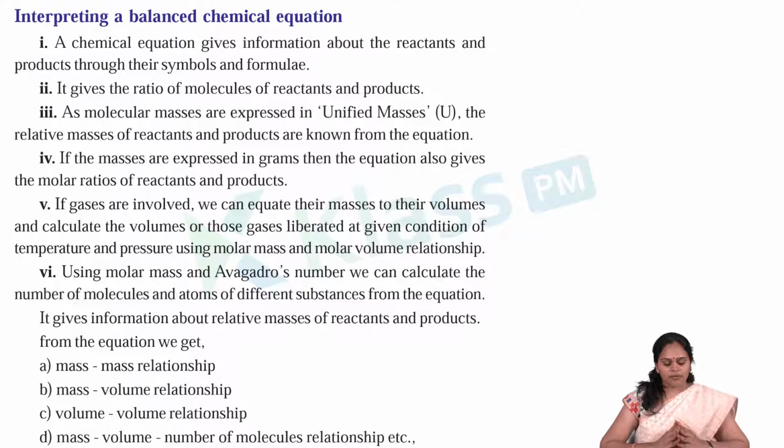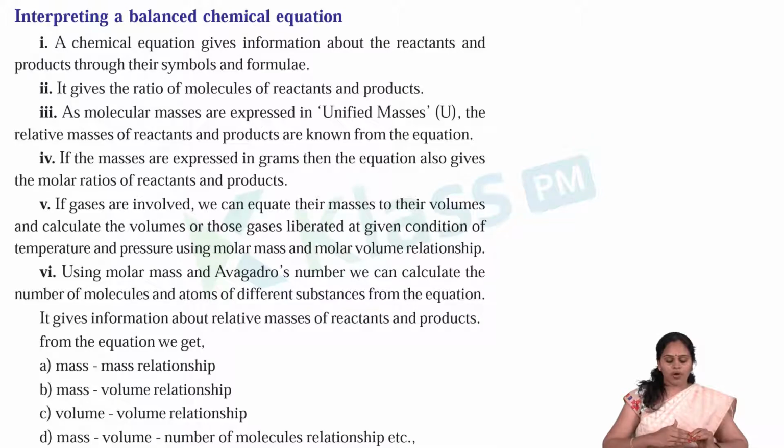From the equation, what we can get is the mass-mass relationship, mass-volume relationship, volume-volume relationship, mass-number of molecules relationship, and so on. What we need to understand with the balanced chemical equation, if you summarize it, is that we can understand what the reactants are and their symbols by using the formula, and the ratio of molecules of reactants, unified masses.